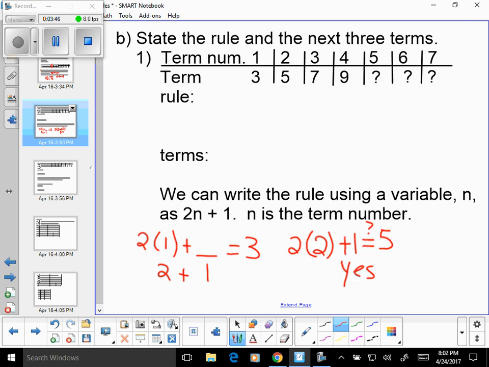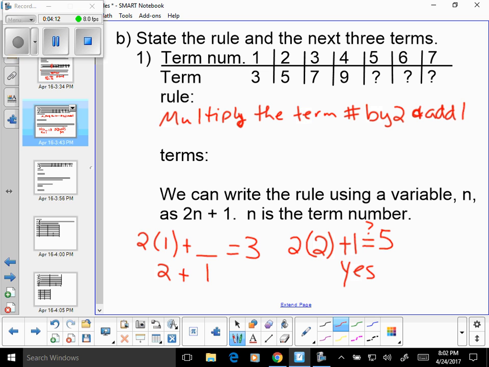My rule says to multiply the term number by 2 and add 1. Now you'll notice I try to put in some abbreviations to make this a little shorter, okay?